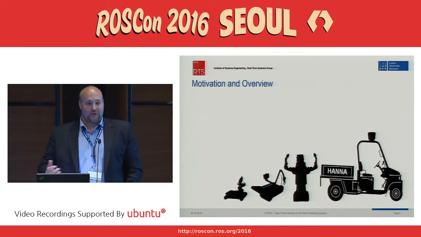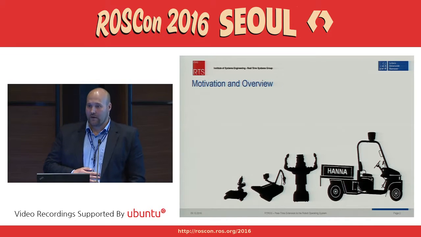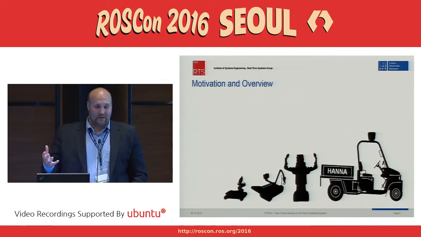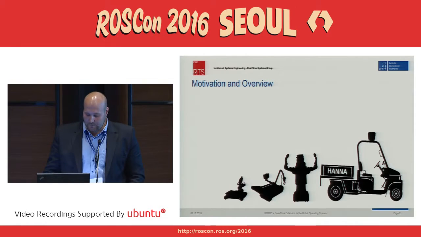Just a short and very brief motivation. Why do we want to do real-time? Well, a lot of robots work quite well without. Some, especially if they get bigger in size or more complex or are operated in unsecure or high-risk environments, need to deliver some sort of real-time guarantees and performance. And that's what we would like to do with ROS.